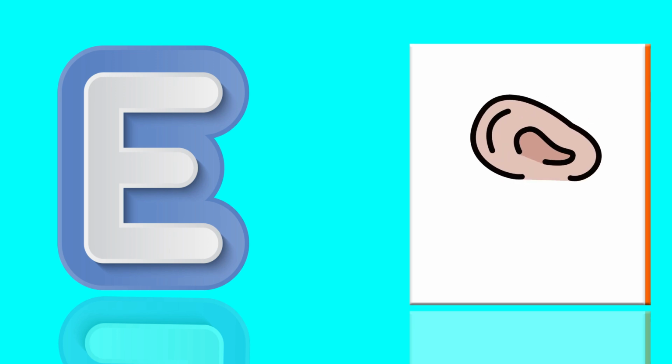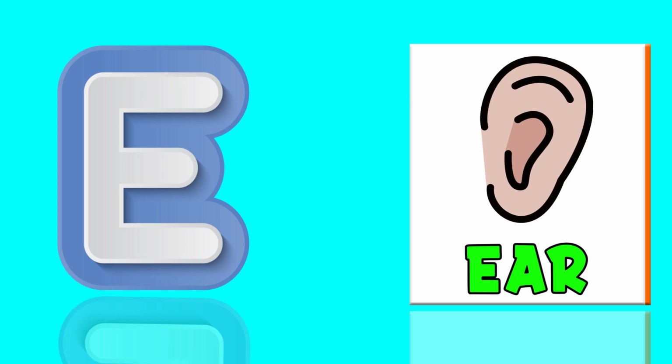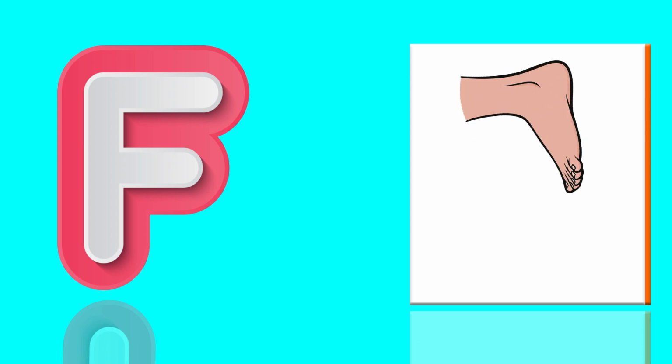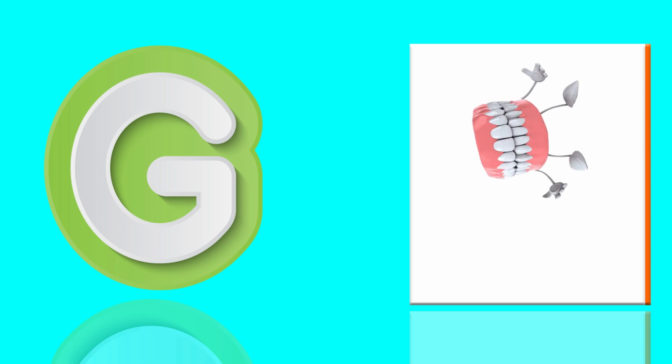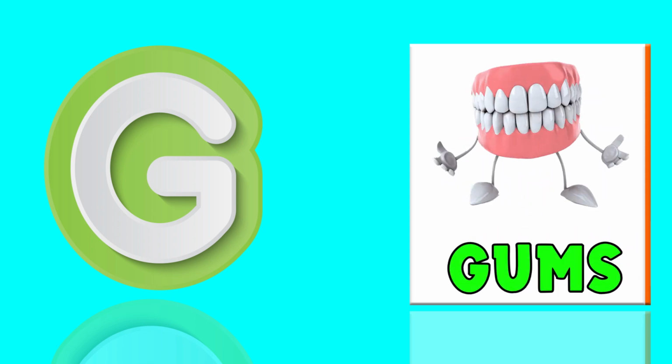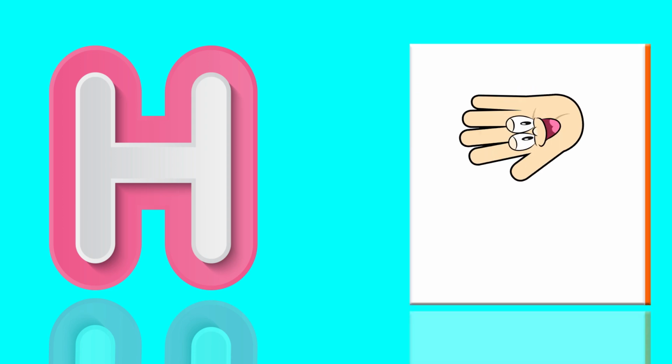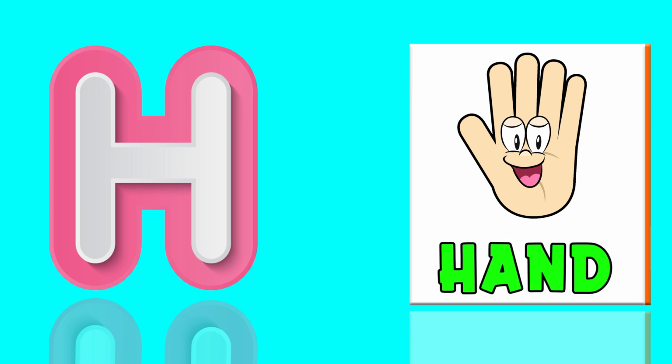E. E is for ear. F. F is for feet. G. G is for gums. H. H is for hand.